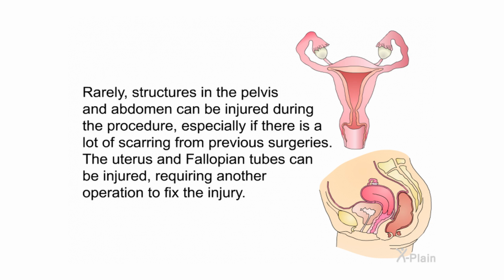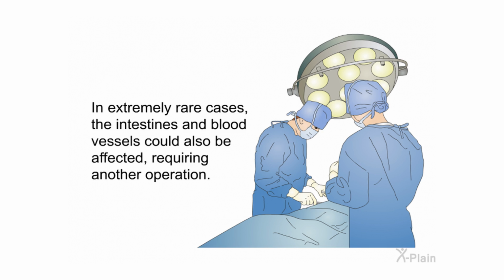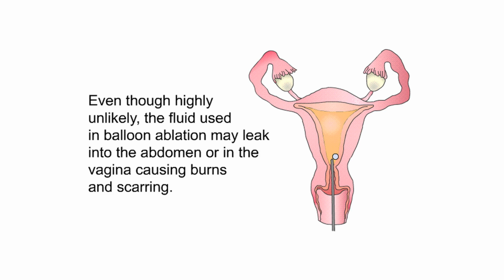Rarely, structures in the pelvis and abdomen can be injured during the procedure, especially if there is a lot of scarring from previous surgeries. The uterus and fallopian tubes can be injured, requiring another operation to fix the injury. In extremely rare cases, the intestines and blood vessels could also be affected, requiring another operation. Even though highly unlikely, the fluid used in balloon ablation may leak into the abdomen or in the vagina, causing burns and scarring.